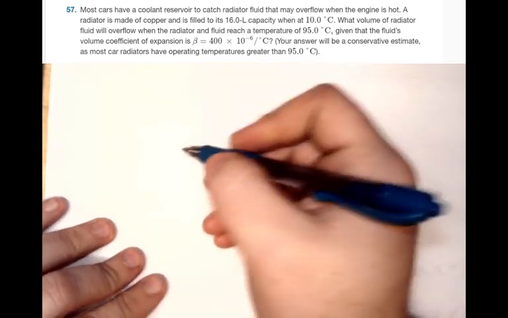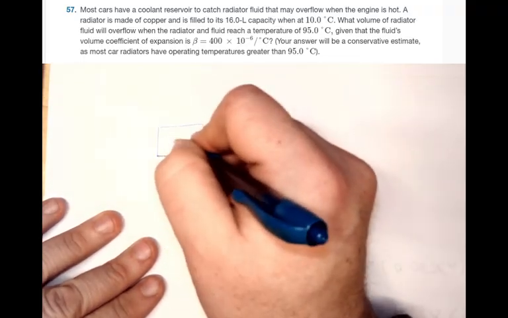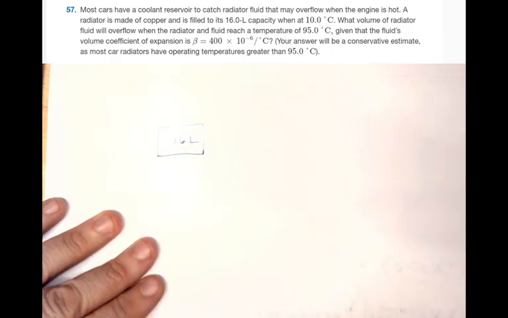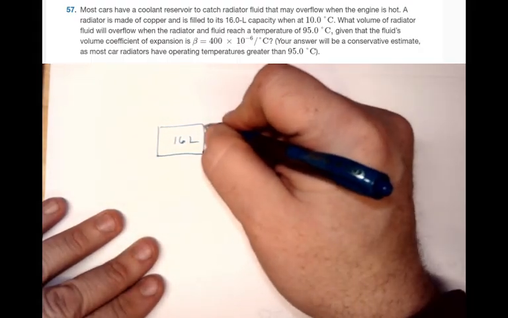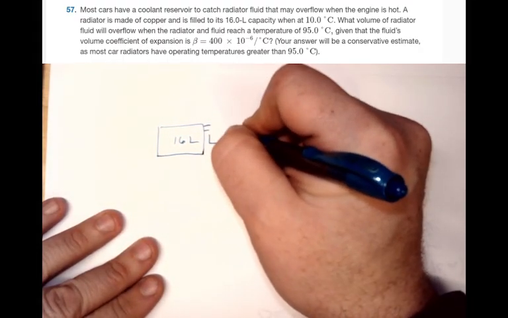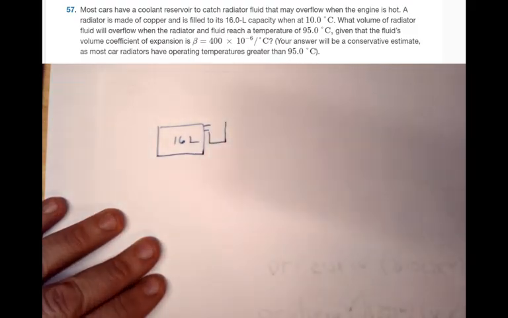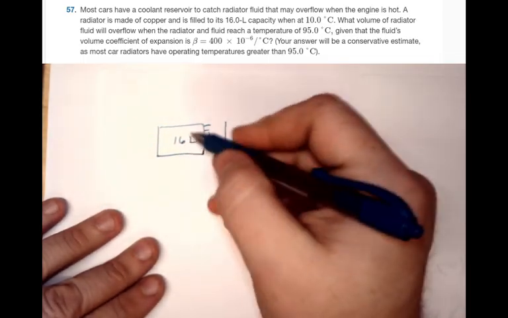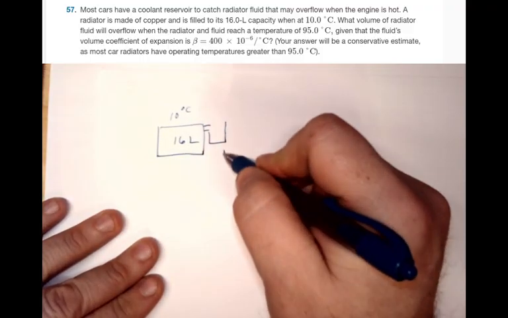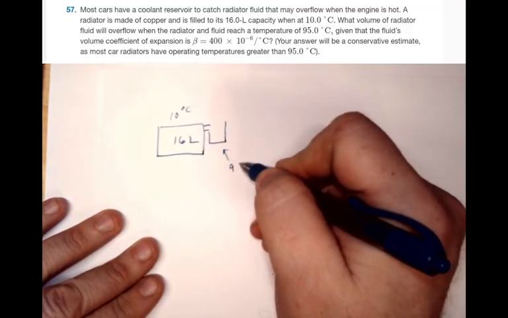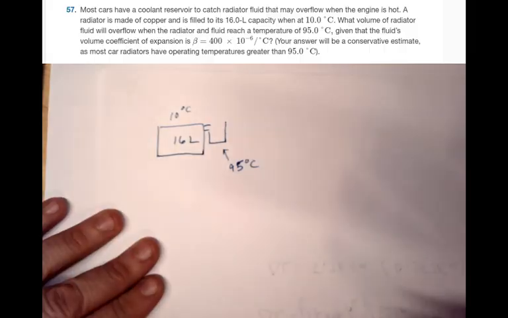Alright, so the car system, alright, you have basically a sealed box. It's got 16 liters in it. And it's got an overflow. So the overflow spits out the side, and there's a little catch basin, which has to catch the stuff that overflows. So you fill this up at 10 degrees Celsius, and then this overflow occurs at 95 degrees Celsius. All right.